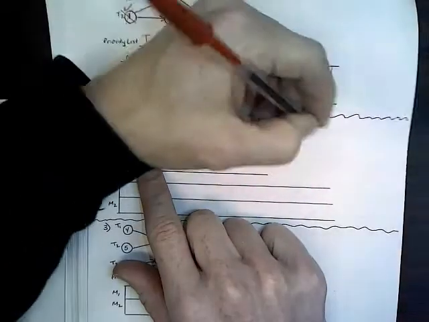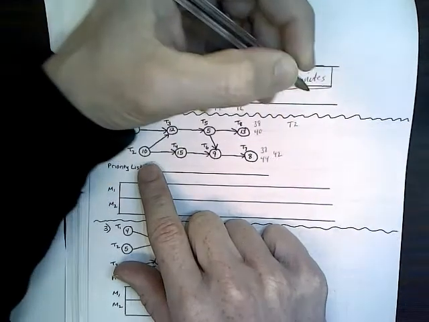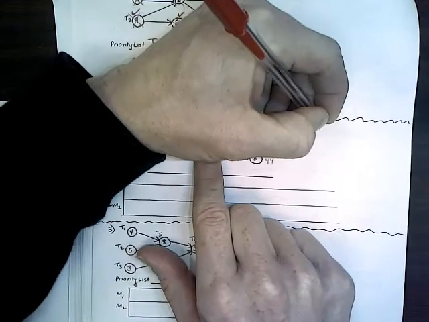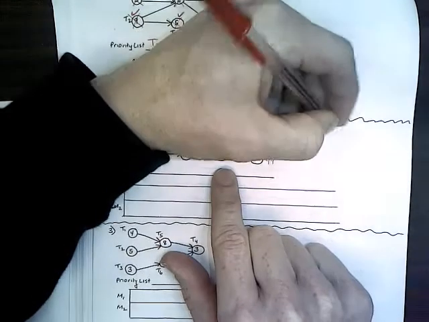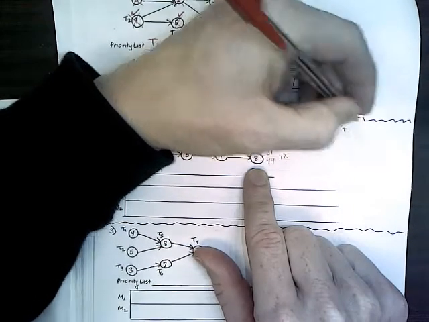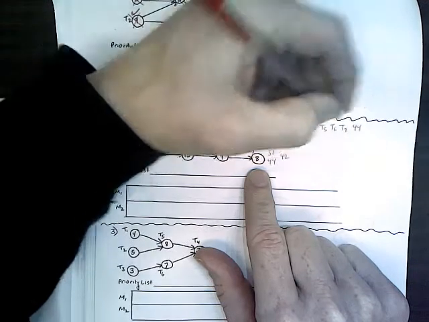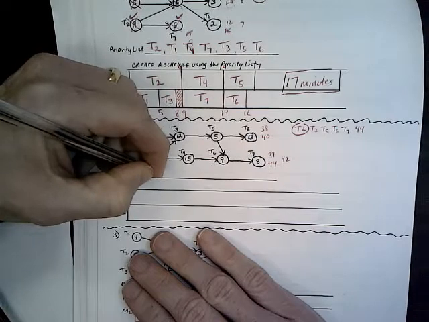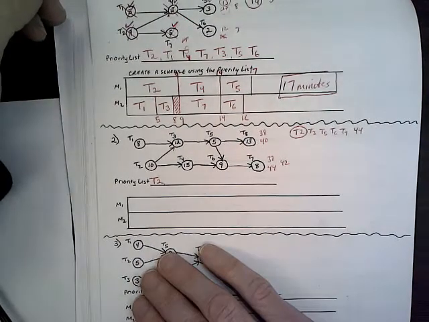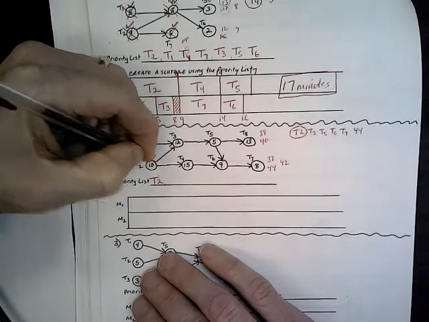Okay, so it went T2, T3, T5, T6, and T7 all added up to 42. T2 is the first task in that group, so T2 is first in the priority list. Okay, so we get rid of that one.